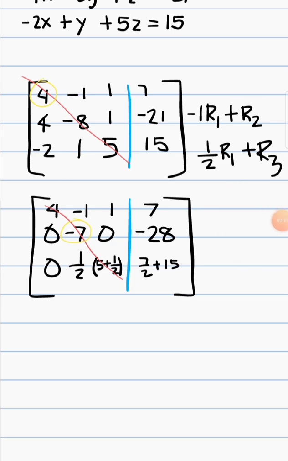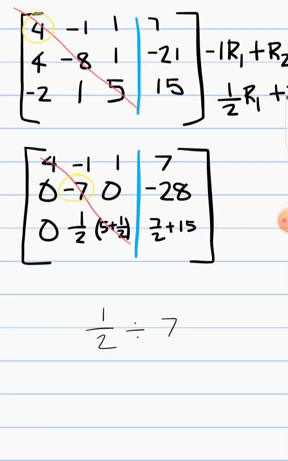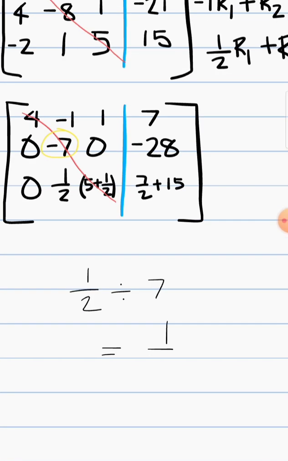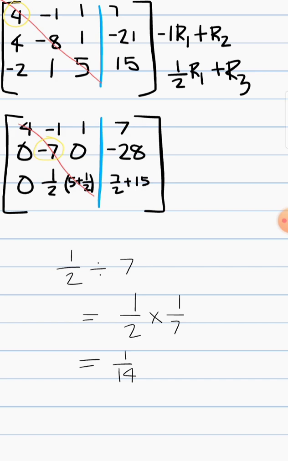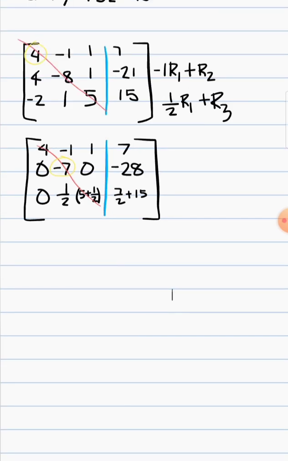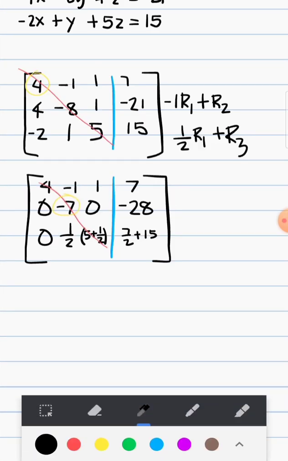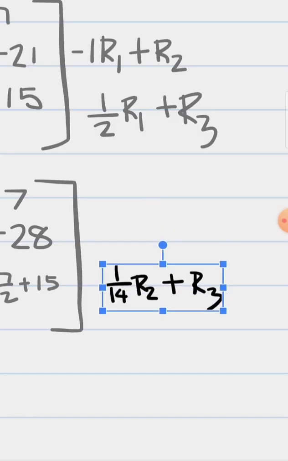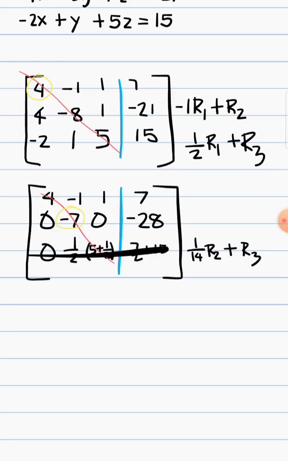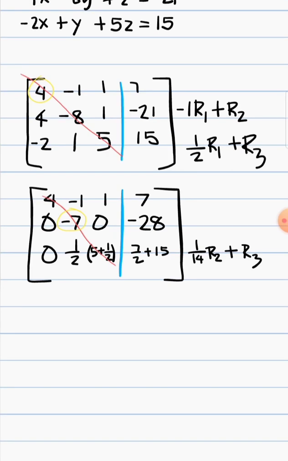So if you're not comfortable with the numbers, you can just divide 1 half divided by 7, or it's just equal to 1 half times 1 over 7, or 1 over 14. So this value, 1 over 14, is what we need to multiply to negative 7 so we can get 1 half. And since they have opposite signs already, negative 7 and positive 1 half, all we need to do is just multiply row 2 by 1 over 14. So 1 over 14 row 2 plus row 3 will give us our new row 3. So 1 over 14 times negative 7 is just negative 7 over 14 or negative 1 half.